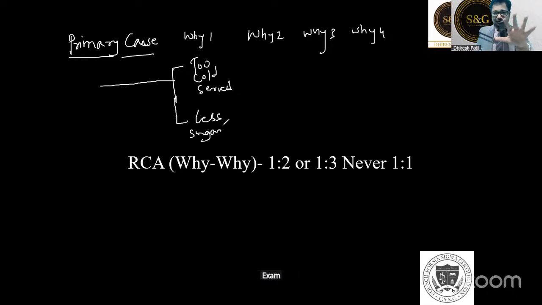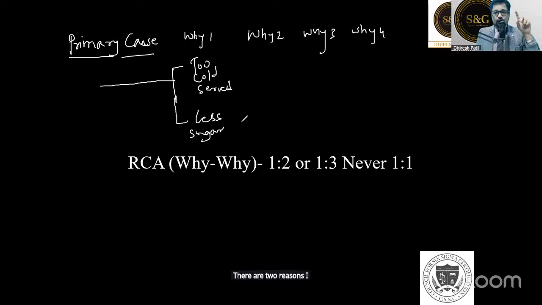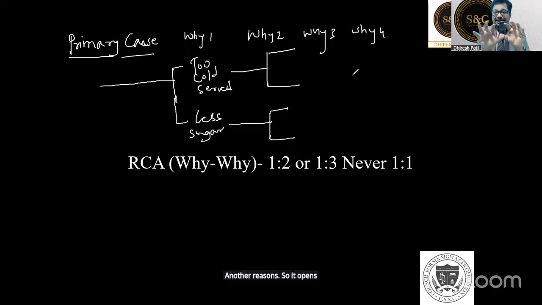Example, I'm just giving a very raw example. Let's say less sugar content or some other ingredient content. There are two reasons I got why the taste was poor. Okay, why less sugar? I might get another two. Why was it served cold? I might get other reasons. So it opens like a tree. From one cause, we get the branches out. And not only two, you can have 3, 4, 5 branches taken out.